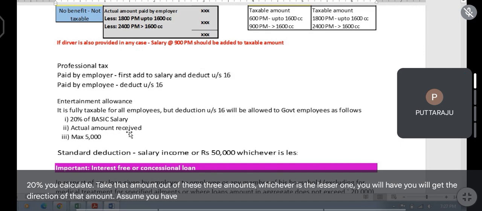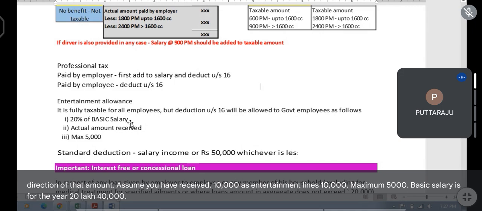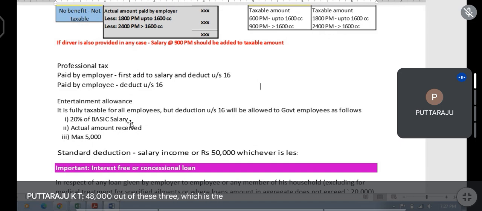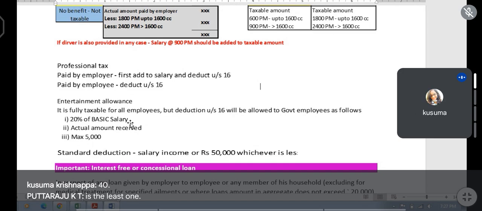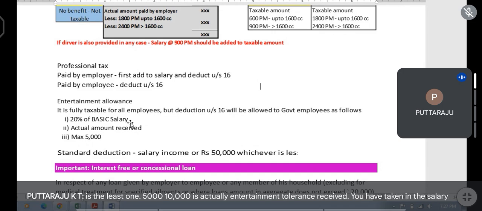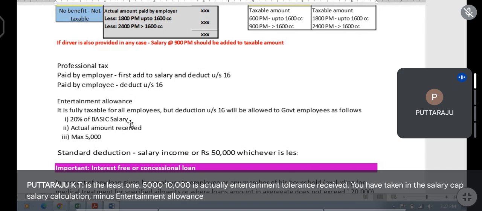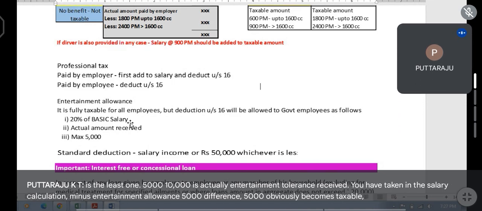Assume you have received 10,000 as entertainment allowance. Maximum 5,000. Basic salary for the year is 2,40,000. 20% of 2,40,000, how much? 48,000. Out of these three, 48,000, 10,000, 5,000, which is the least one? 5,000. 10,000 is actually the entertainment allowance received. You have taken it in the salary calculation, minus entertainment allowance 5,000. The difference, 5,000, obviously becomes taxable. Understood? Yes, sir.